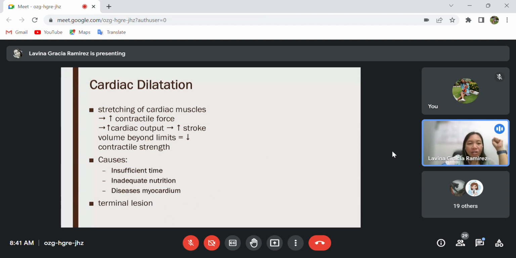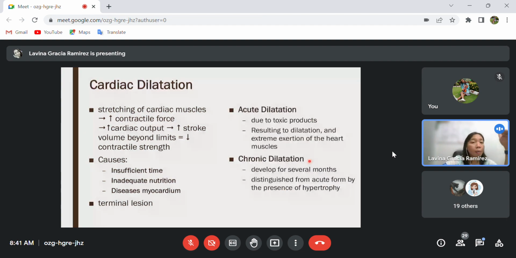Okay, so under cardiac dilatation, we have the acute and chronic dilatations. For the acute one, this is an abrupt response, especially if meron mga toxic products, resulting in dilatation and extreme exertion of the heart muscles. Pag biglang nagkaroon ng extreme exertion, pwede magkaroon ng breakage, yun yung mga problema natin. Pag sa mga acute dilatations, pwede yang mamatay, depende kung gaano ka-extent yung exposure niya sa isang acute stimuli, na pwede naman hanggang direct cardiac dilatations na.